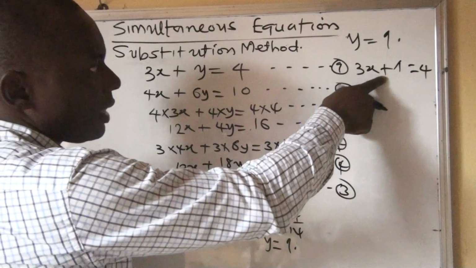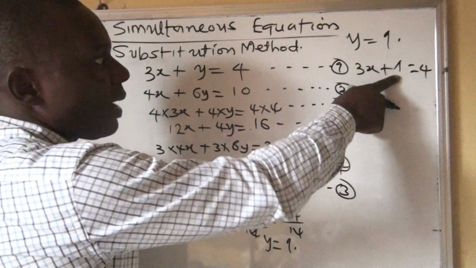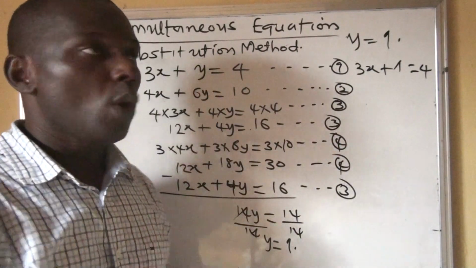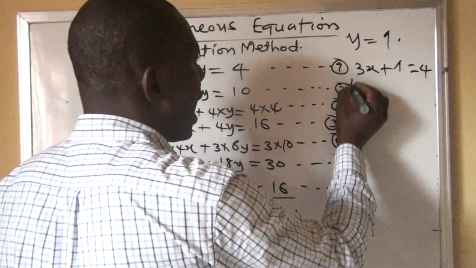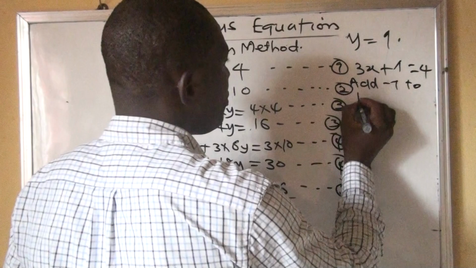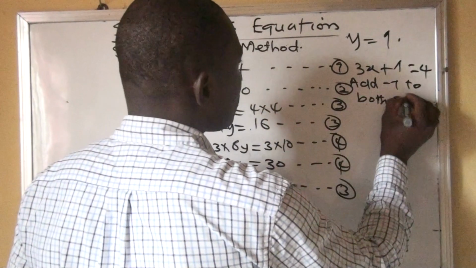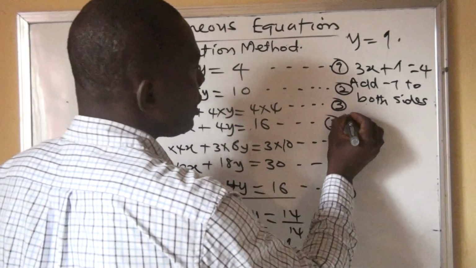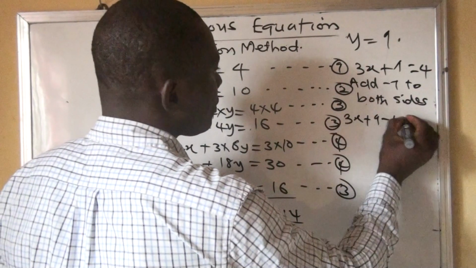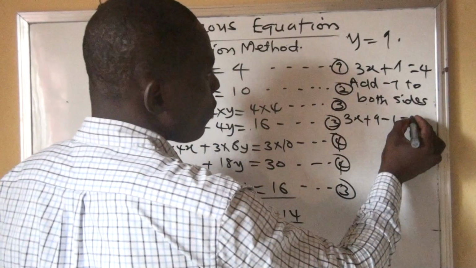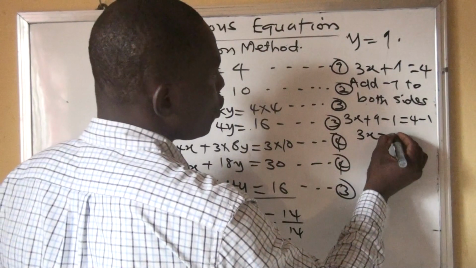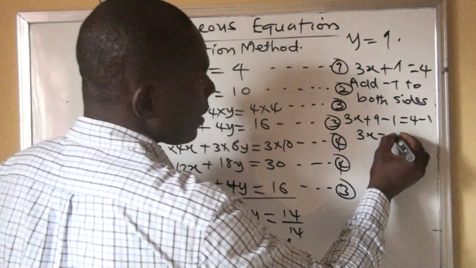Because this is plus 1, we look for the additive inverse of plus 1, which is minus 1. We're going to add minus 1 to both sides. Now this becomes 3x plus 1 minus 1, because we said add minus 1 to both sides, so this becomes 4 minus 1. So here we have 3x is equal to 4 minus 1, which is 3.